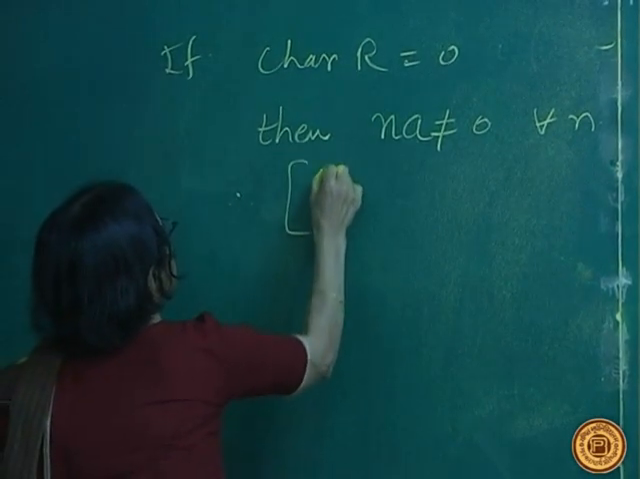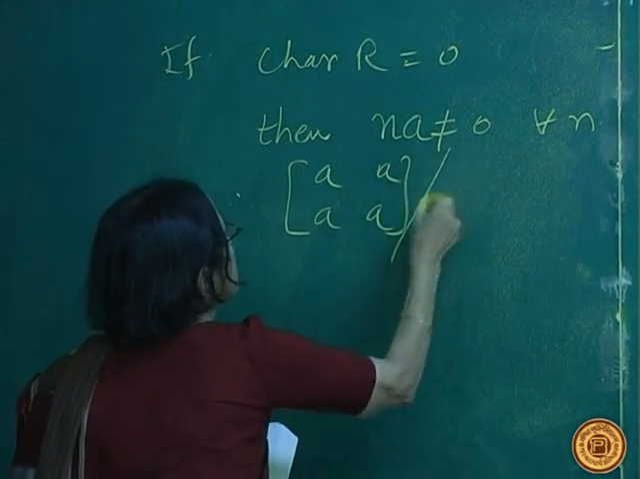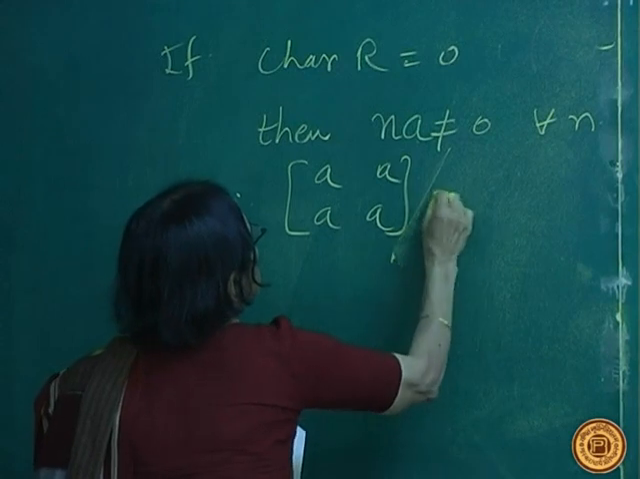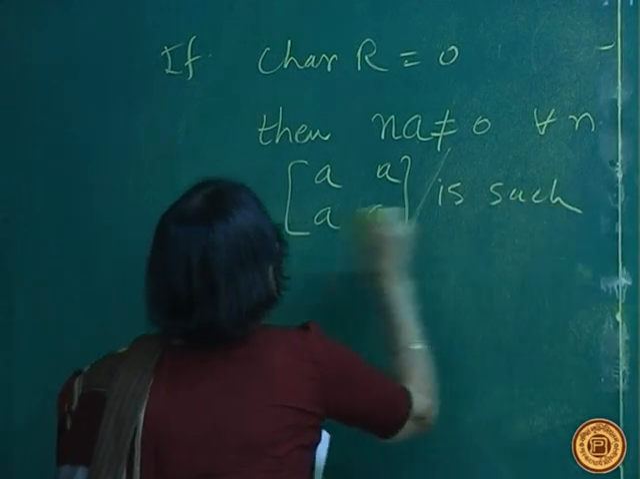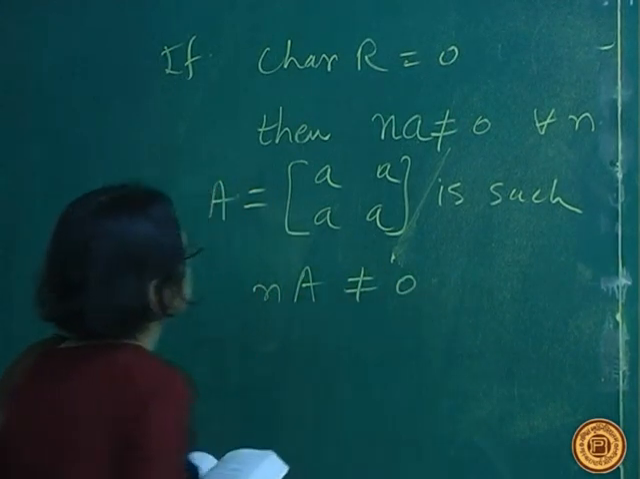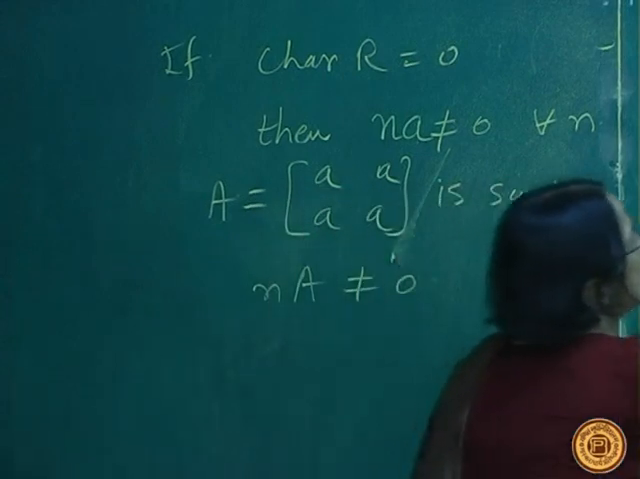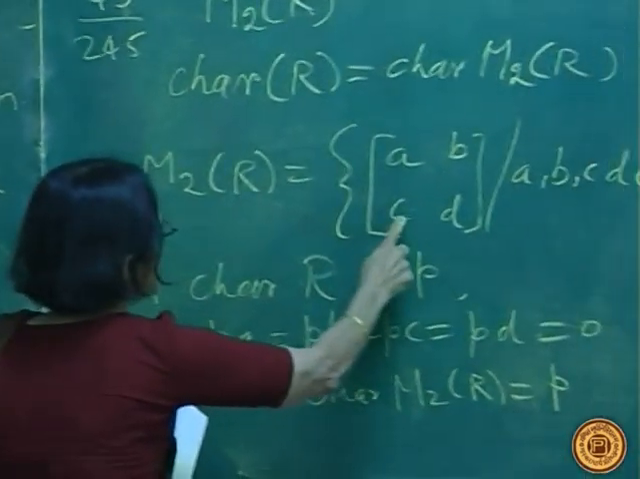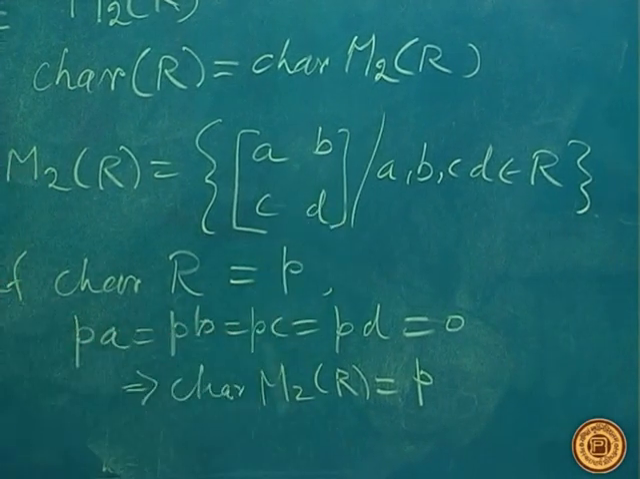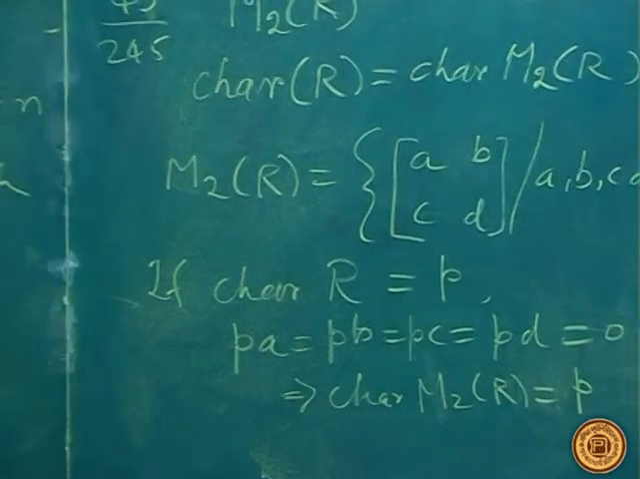Therefore, if I take the matrix, I can have either a or 0 at some places, such, I call it capital A, that na is not equal to 0. Because the addition is component wise, and if a plus a n times is 0, that happens if and only if na is equal to 0, nb is equal to 0, nc is equal to 0, and nd is also equal to 0. So that was not difficult. So the characteristic is maintained.